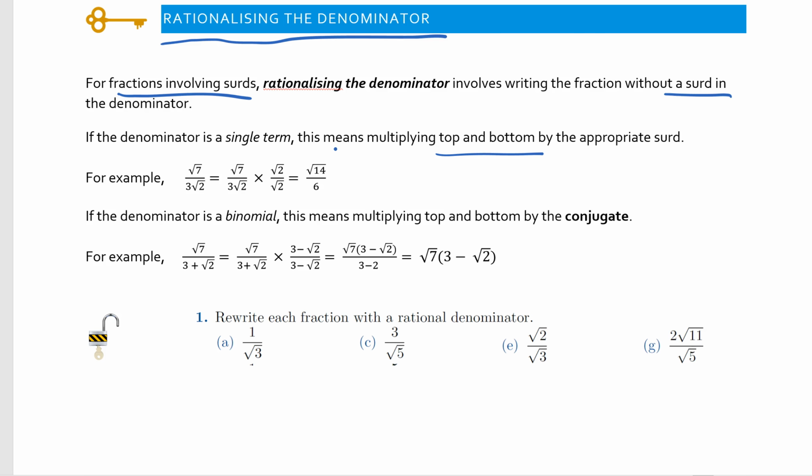If the denominator is a binomial, we have to multiply top and bottom by the conjugate. Now this means that we look at the bottom and the conjugate is the same pair of values but with a different sign. And again, top and bottom get multiplied by that. So for this one, this is the process, and we recognise this as a plus b, a minus b, so it's a difference of squares.